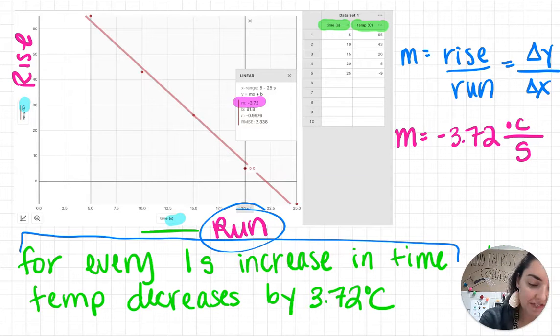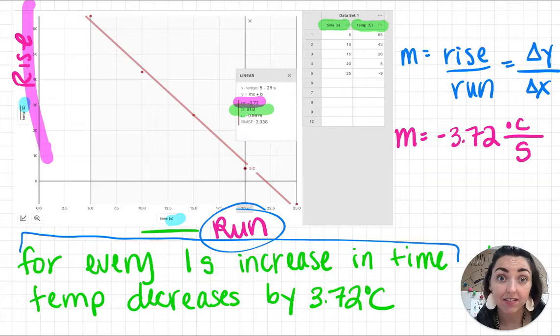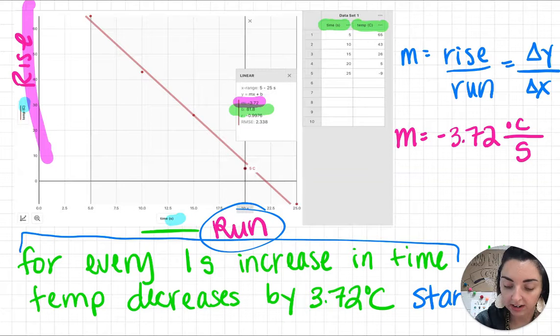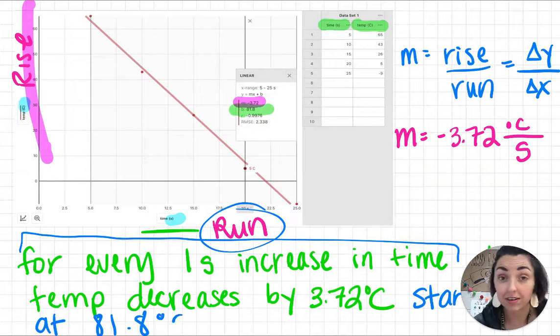But if I look at my graph, I notice that this does not start at 0. And if I look at my b is 81.8. And again, since it is degrees Celsius, anything that's a y-intercept, y is your rise, it's always going to be referring to degrees Celsius. So I would like to add to my for every statement, starting at 81.8 degrees Celsius. So that's my whole for every statement. For every 1 second increase in time, the temperature decreases by 3.72 degrees Celsius, starting at 81.8 degrees C.